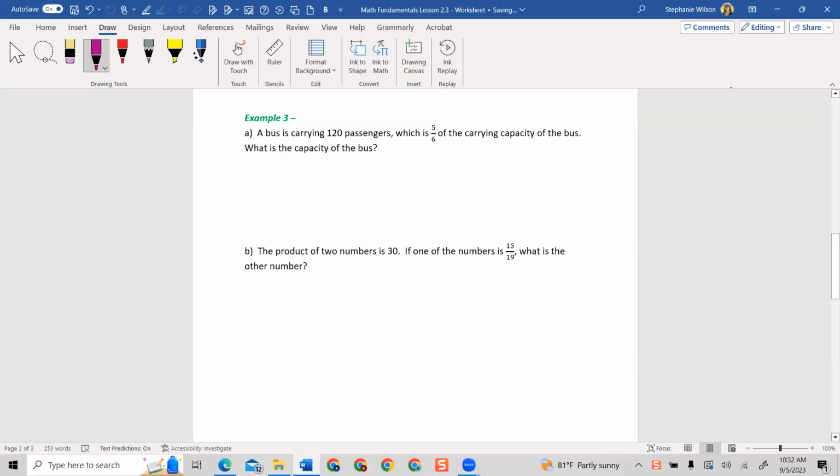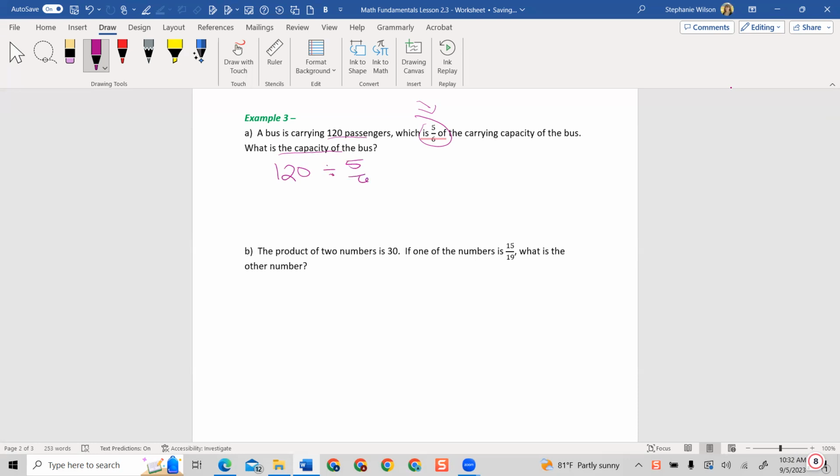Let's talk about division of fractions. Let's use this example A. It says a bus is carrying 120 passengers, which is 5/6 of the carrying capacity of the bus. So that means they got 5/6 of the bus filled. And we're wanting to know what is the total capacity of the bus. So I know 120 passengers are on it and it covered 5/6 of the bus.